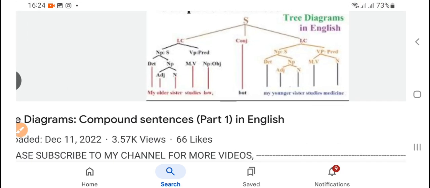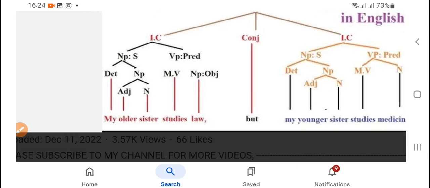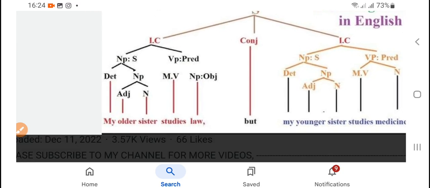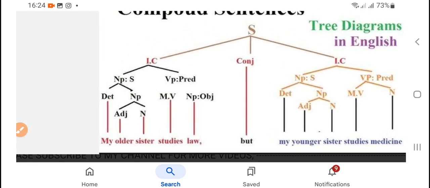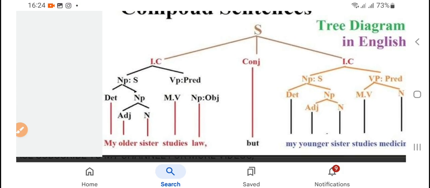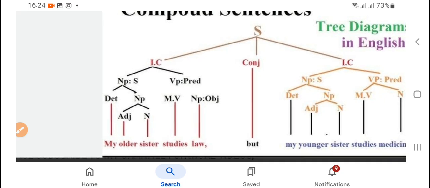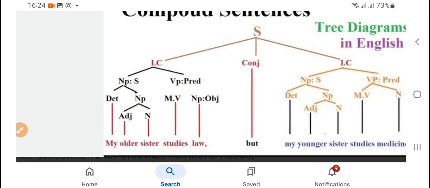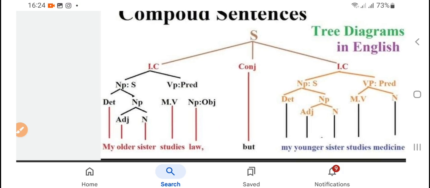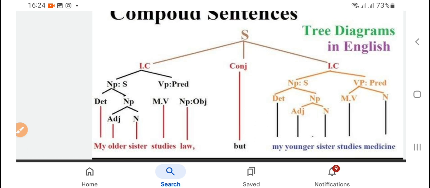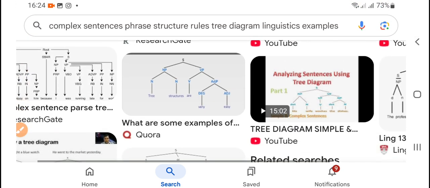See this sentence, a compound sentence. My older sister studies law, but my younger sister studies medicine. So that's an inflectional clause, right? Two sentences, the first clause, so that is the inflectional clause. The first clause is my older sister, no need to explain, which is already clear to you, verb, preposition, that's study law, right? And then here the same with a conjunction. Okay.